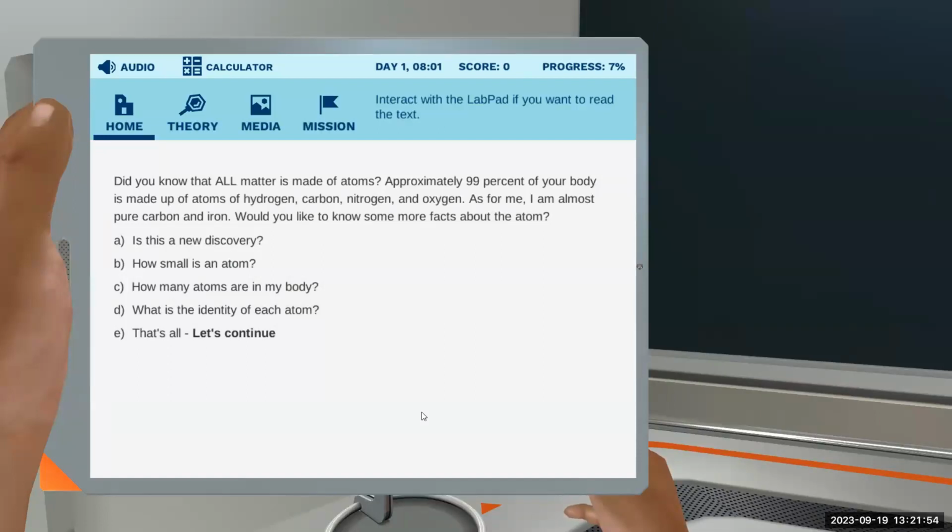Option A, is this a new discovery? Option B, how small is an atom? Option C, how many atoms are in my body? Option D, what is the identity of each atom? Option E, that's all. Let's continue.